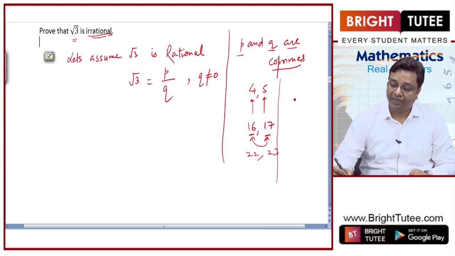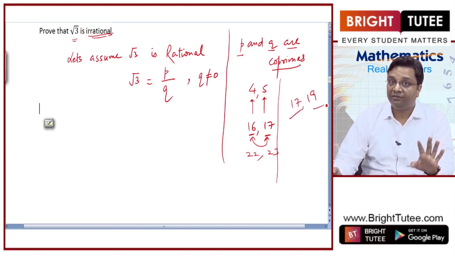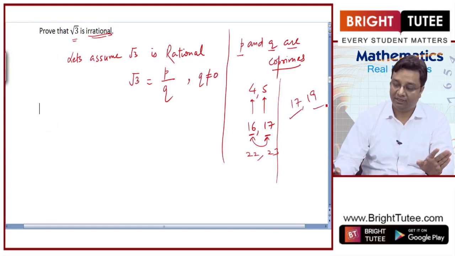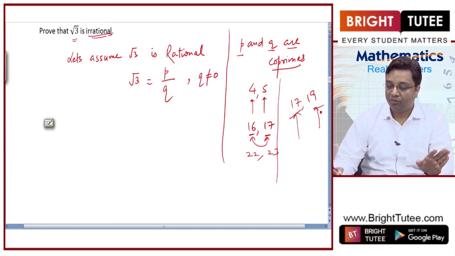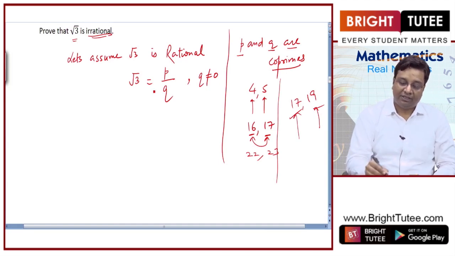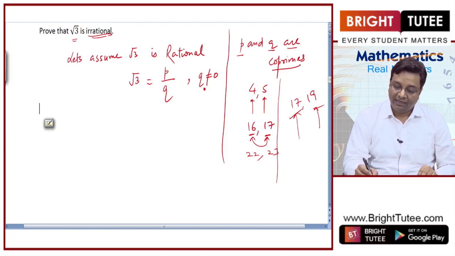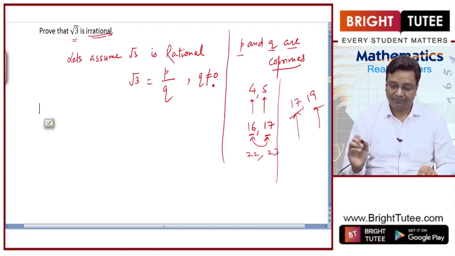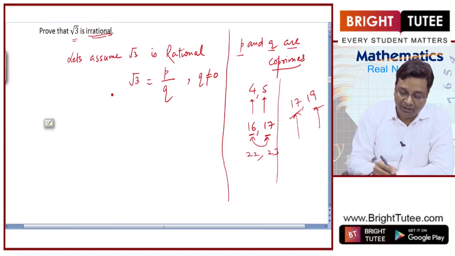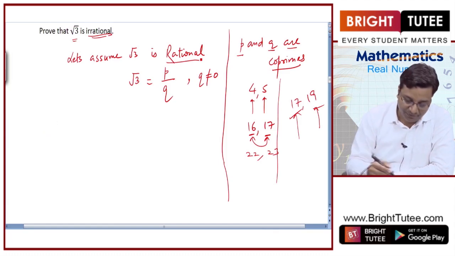If you write two primes, let us say 17 and 19, these will definitely be co-prime to each other because they will never have a common factor apart from 1. So we have assumed here that p and q are co-primes to each other. Secondly, q cannot be equal to 0. This is what we have assumed because we have assumed root 3 to be rational. Now we will prove by contradiction that it is not.